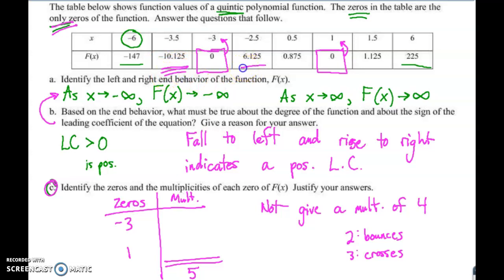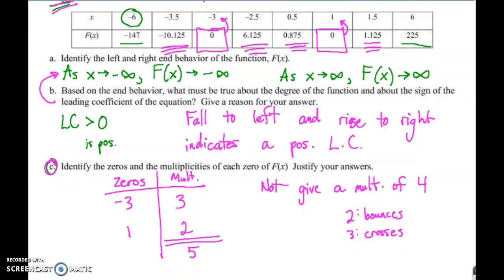Which one crosses the x-axis, going from a negative to a positive, versus this one going from a positive to a positive? Well, if you go from a positive to a positive, that bounces. It does not cross the x-axis. There's no negative there. So that tells me that x equals 1 had a multiplicity of 2, and x equals negative 3, going from a negative to a positive, had a multiplicity that crosses the x-axis.